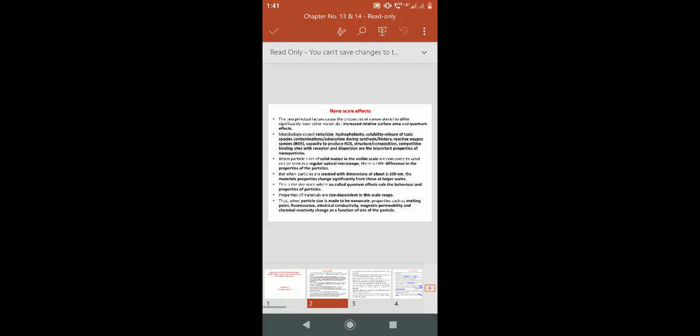Next one, this is the important chapter. Today we have seen a brief introduction about the nanoparticles, nano-pesticides, nano-fertilizers, and then how the nano-fertilizers are beneficial.